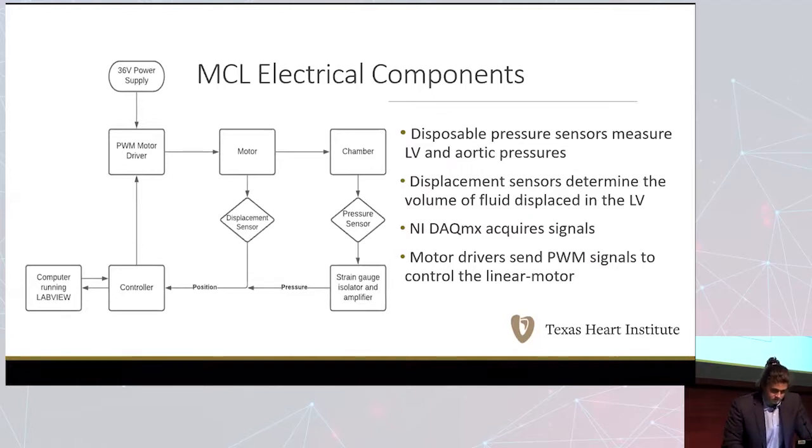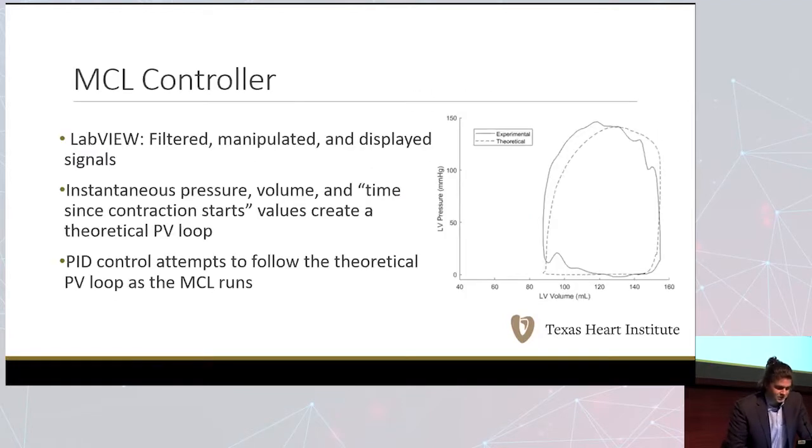So control of the MCL is actually really interesting. As I mentioned, we do use LabVIEW. And within LabVIEW, we're using the Elastance function that I mentioned earlier to create a theoretical pressure volume loop. On this graph, that is the dotted line, and the solid line is our experimental pressure volume loop that is attempting to follow the theoretical pressure volume loop.